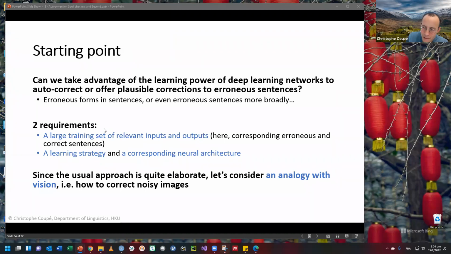Does that make sense? This is how you may try to do it.